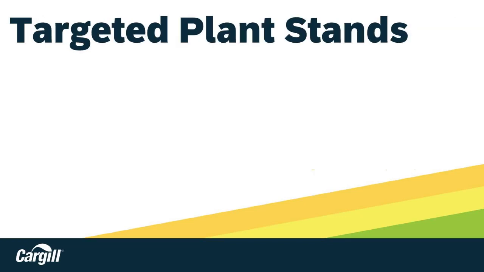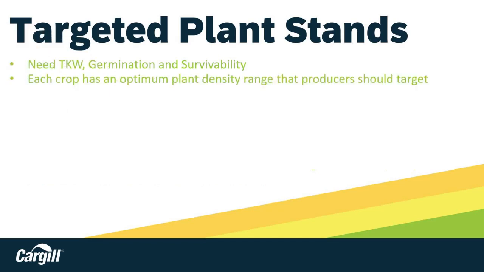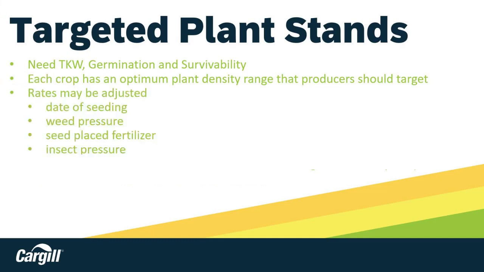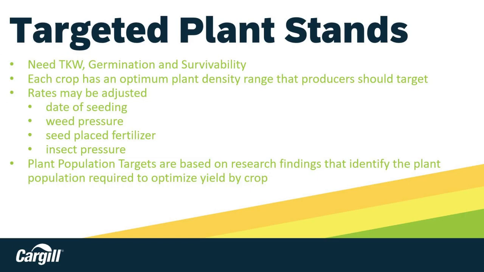In order to set the stage for the highest yield potential of any crop, we need to target a plant population that will provide that for us. We need our thousand kernel weight, our germination, and our survivability to calculate this number. Each crop has an optimum plant density range that producers should target, and rates need to be adjusted according to conditions in the field, the date of seeding, weed pressure, seed place fertilizer, and other pressures that may affect plant stand or emergence. Higher populations can overcome insect pressure like flea beetles or make a crop more competitive in weedy fields. Plant population targets are based on research findings that identify the plant population required to optimize yield by crop.